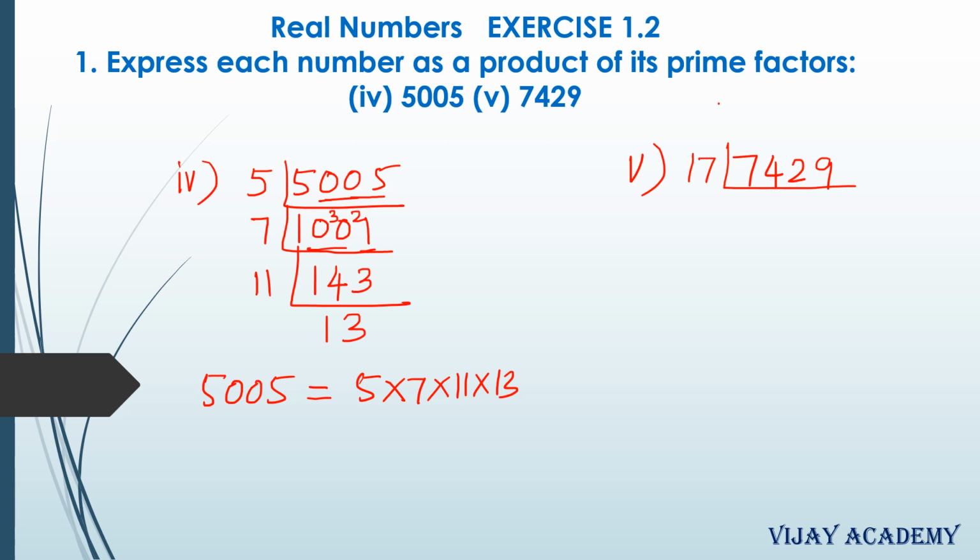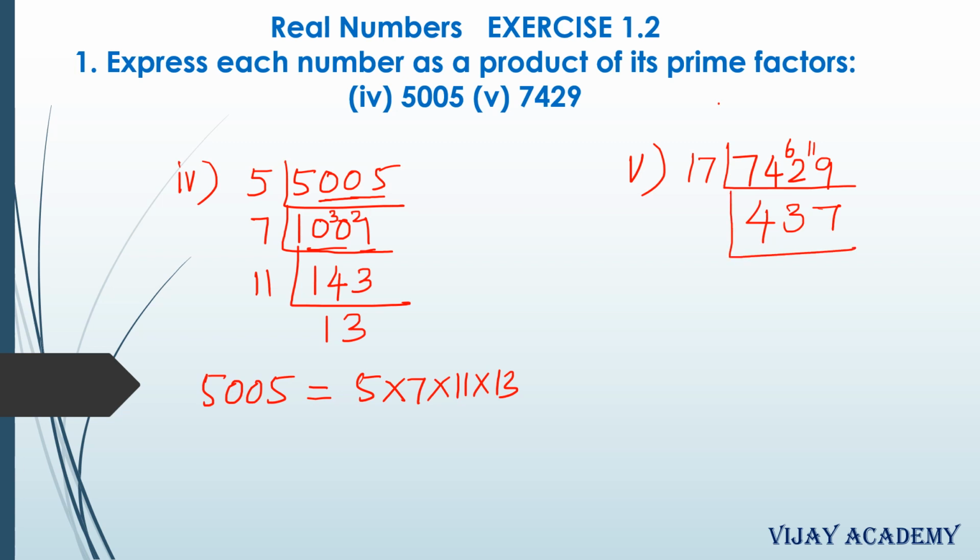So 17 threes are 51, 17 fours are 68. So the remainder will be 6. So you get 62. 17 threes are 51. So the remainder will be 11. So we get 119. 119 is divisible by 17 for 7 times. So we get 437.